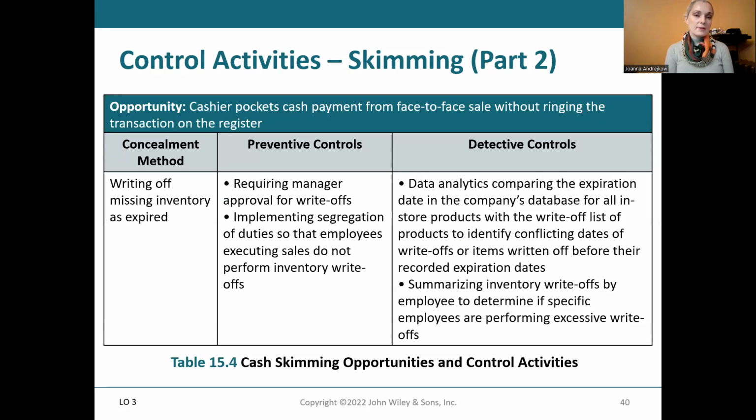An opportunity is the employee pockets a cash payment from a face-to-face sale without ringing the transaction. One way they can conceal this is to write off missing inventory as expired. Ways to prevent this is to require your manager to approve all write-offs and implementing segregation of duties so that employees who are making the sales are not performing any inventory write-off. So you have two different employees. So in order for this fraud to occur, then you would need collusion.